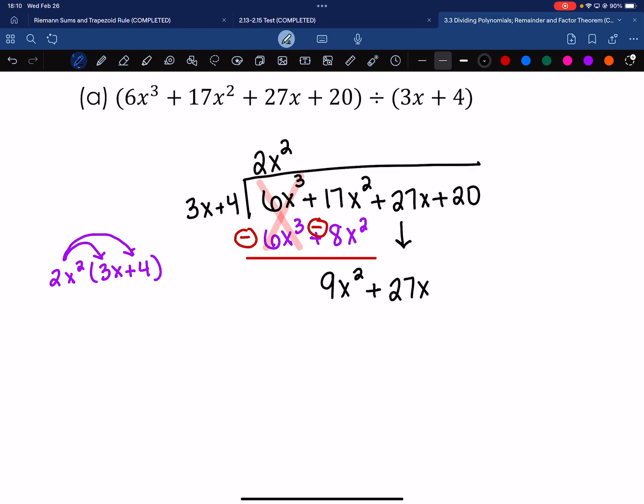So now we're trying to get it to be identical to 9x squared. So 3x times something gives you 9x squared. That would be a 3x. So again, off to the side, if you need the visual, you're going to take 3x times 3x plus 4. So 3x times 3x gives you a 9x squared. 3x times 4 gives you 12x.